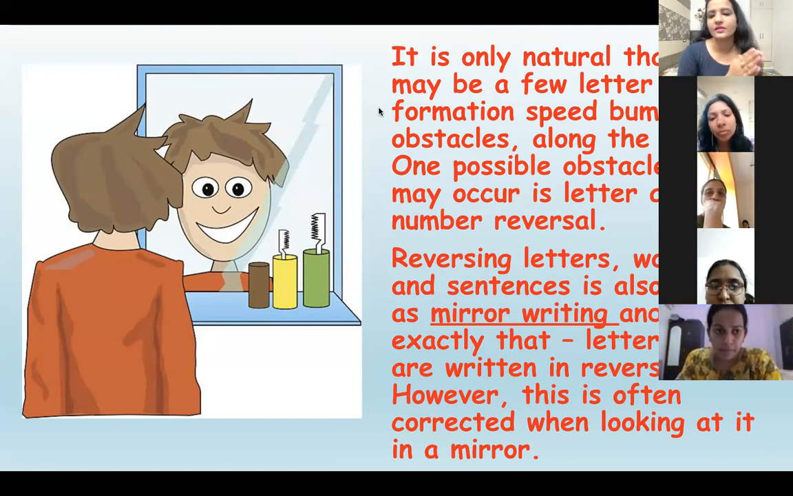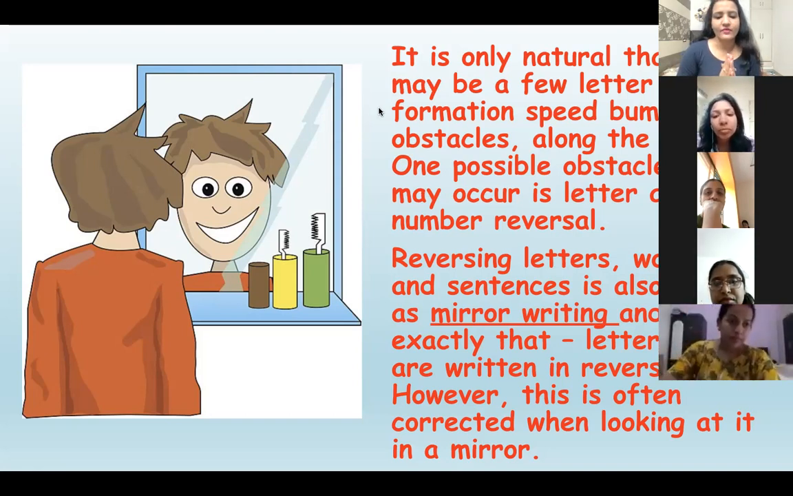So it's not only letters, numbers also. Children write 5 reversed, write 9 reversed, and sometimes turn 6 into 9. We see these things that our children do. So reversing letters, words and sentences is also known as mirror writing. This is what we have to understand first, what mirror writing actually is.